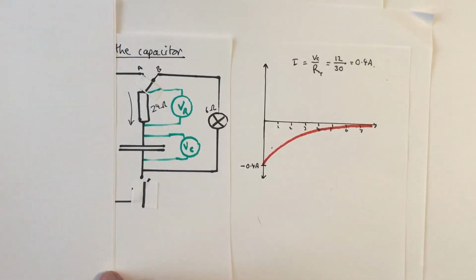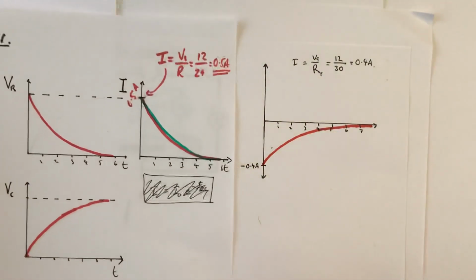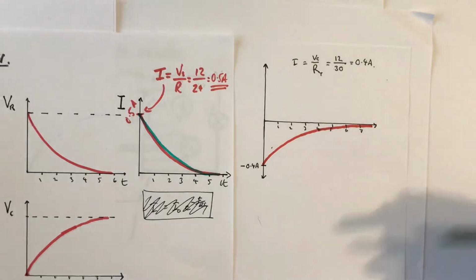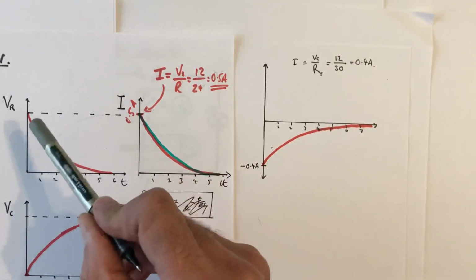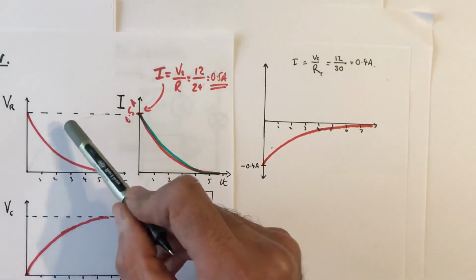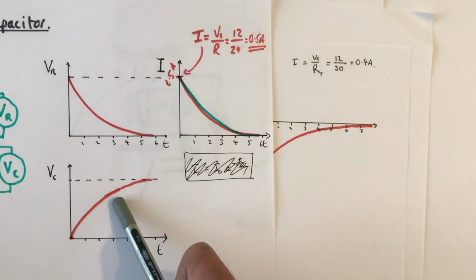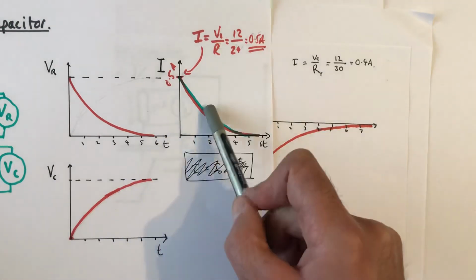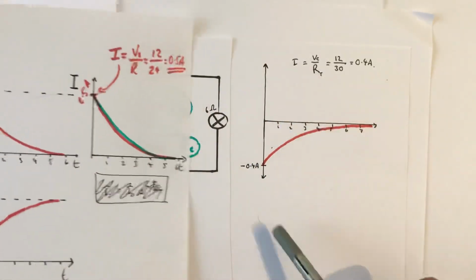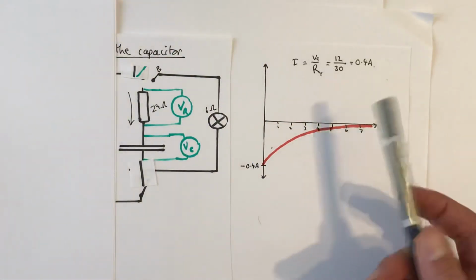So now I deliberately said, in terms of capacitors, three graphs. So we've got voltage across the resistor, voltage across the capacitor, and the current for charging. Now for discharging, we would have this. This would be our current graph.